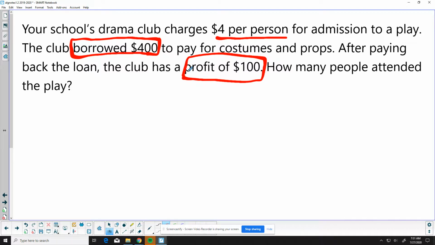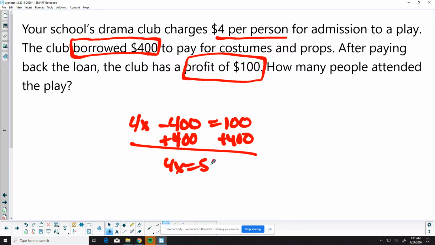So let's see. They borrowed $400, and it's $4 per person, and they made a profit of 100. So let's see how that works out. If we add 400 and we divide by 4, let's see what that comes out to. Oh, I multiplied instead of divided. That doesn't make it. There we go. It's 125. So in order to make $100 profit, they would have to sell 125 tickets.